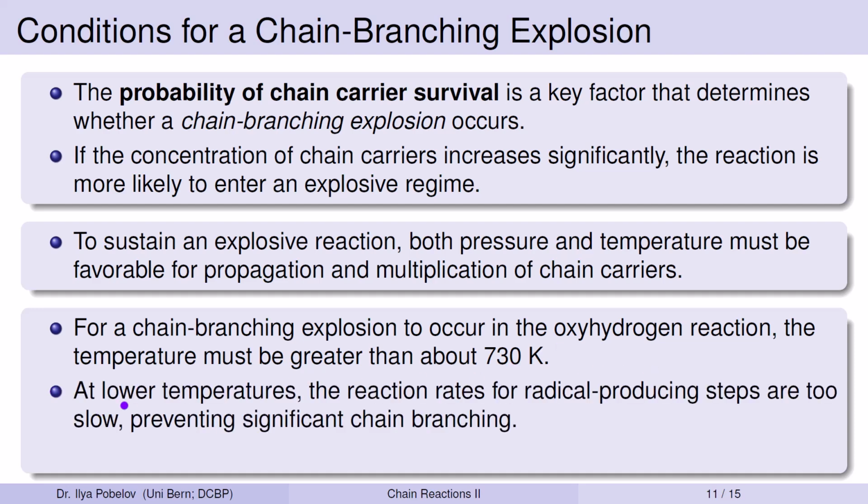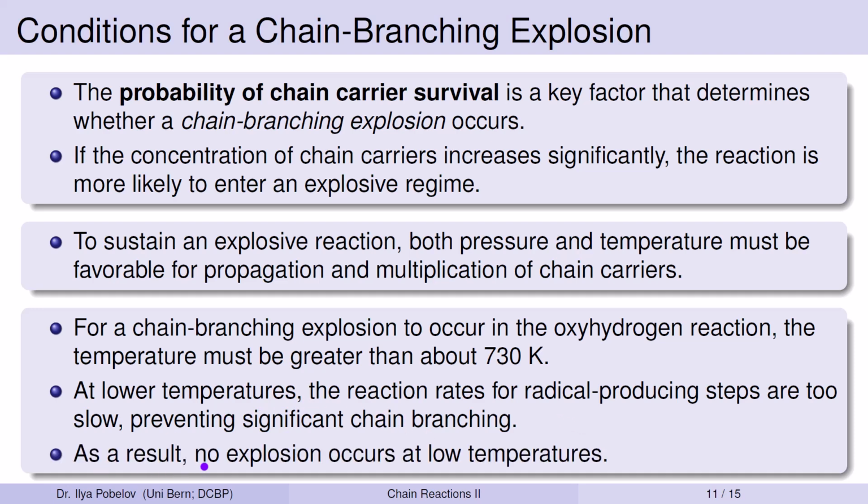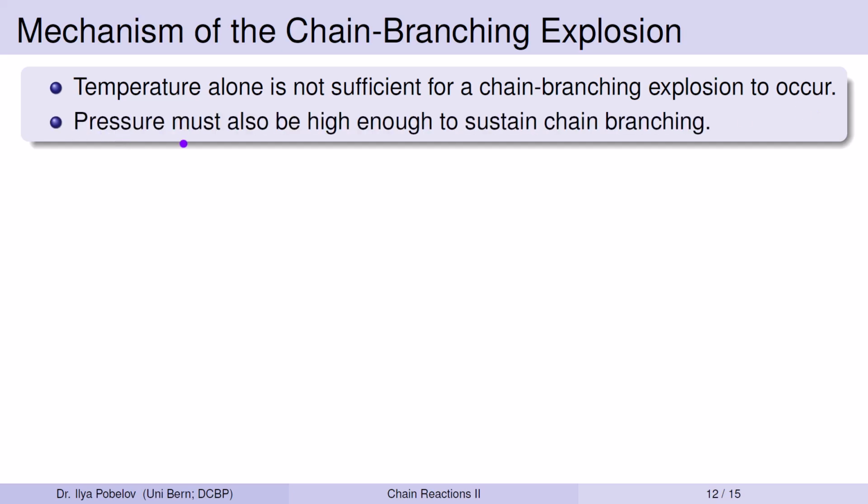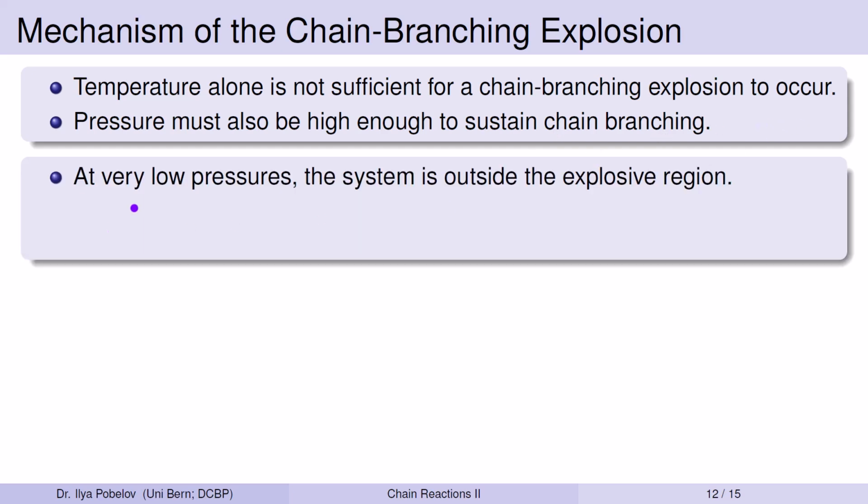At lower temperatures, the reaction rates for radical-producing steps are too slow, preventing significant chain branching. As a result, no explosion occurs at low temperatures. However, temperature alone is not sufficient for a chain branching explosion to occur. Pressure must also be high enough to sustain chain branching. At very low pressures, the system is outside the explosive region and the reaction proceeds smoothly.